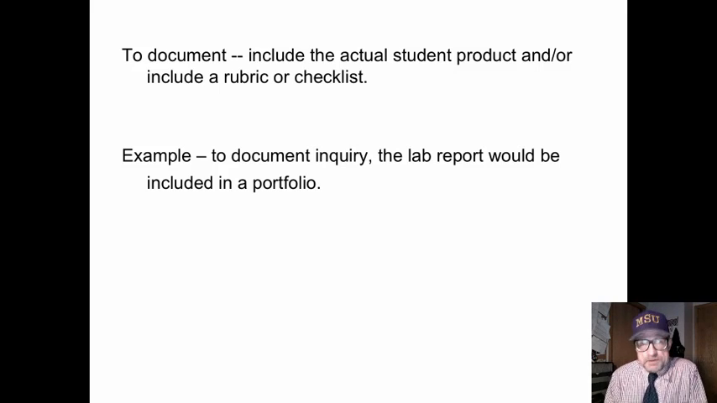So to document a performance-based standard, let's look at performance. Keep that in mind. Performance. That means to do something. So to document, you would include the actual student product. Or if it's a performance, you could include a rubric or a checklist of some sort. For example, to document inquiry, you would include the lab report.